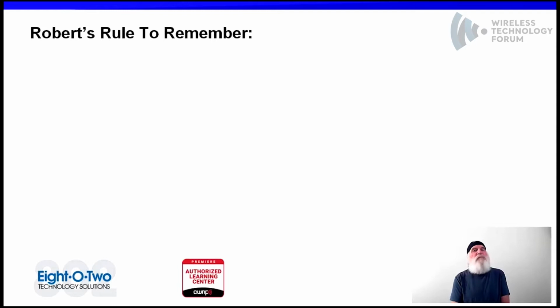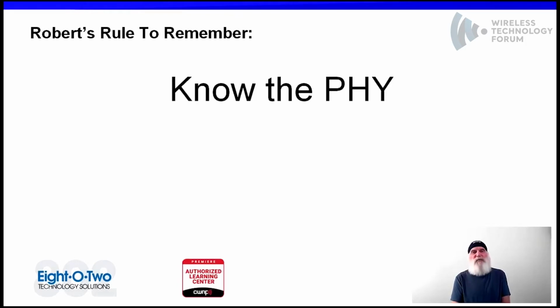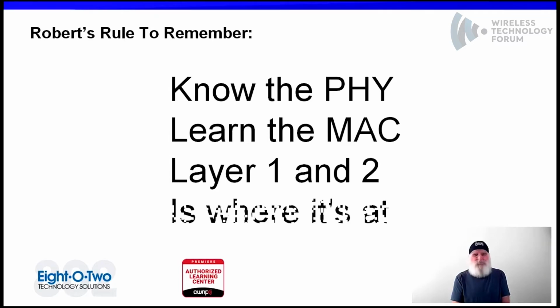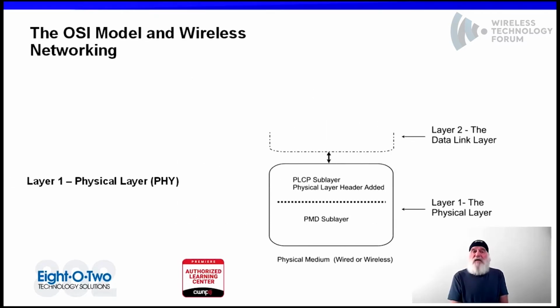Robert's rule to remember: know the PHY, learn the MAC. Layer 1 and 2 is where it's at. I got a trademark on that. Only kidding. Now let's take a look at the OSI model as it pertains to 802.11 wireless networking.